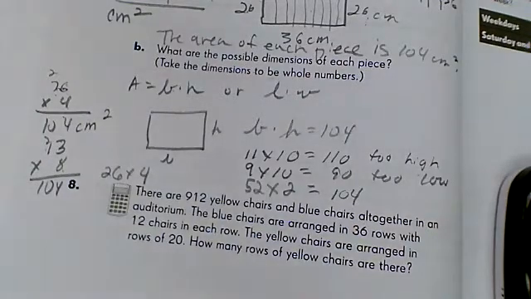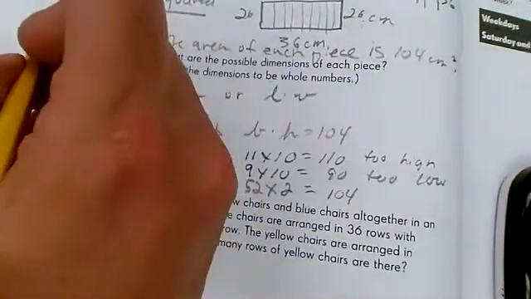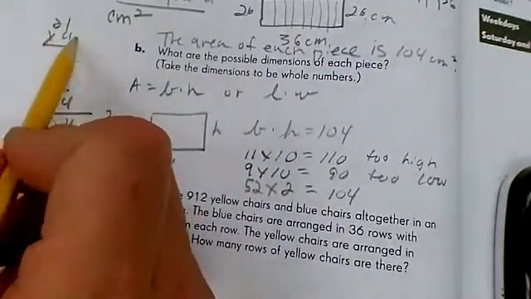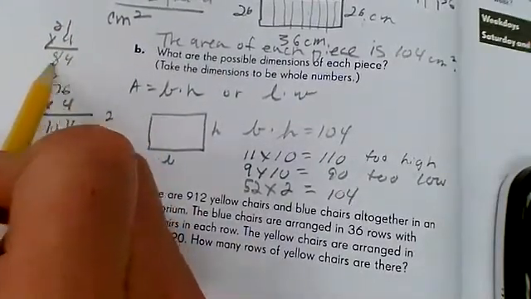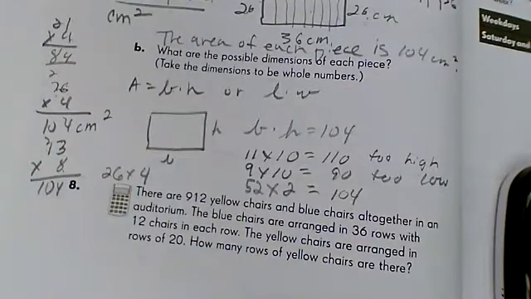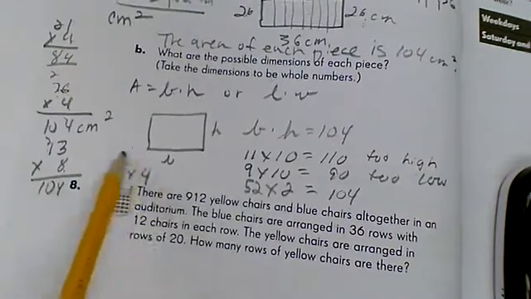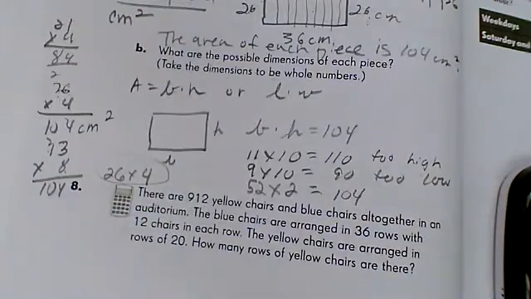21 times 4, does that work too? Let's try that. I'm running out of room. Hold on, let's think about that, Kaylin. 4 times 1 is 4. 4 times 2 is only 8. It has to be 104, right? Did we do 4 times 26 already? Yeah. You guys get the point, right? All right, let me stop it right there.